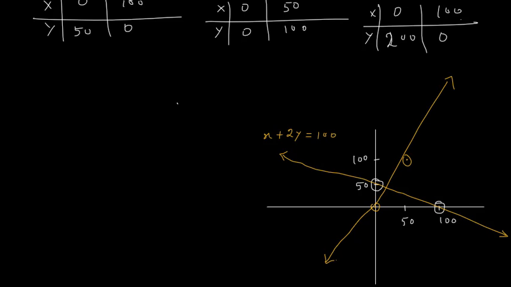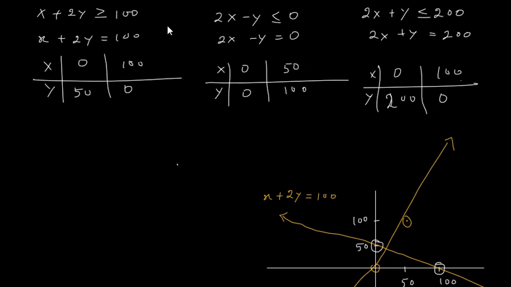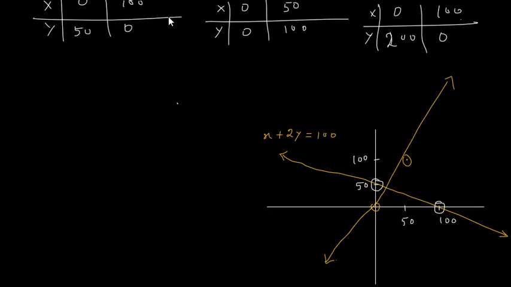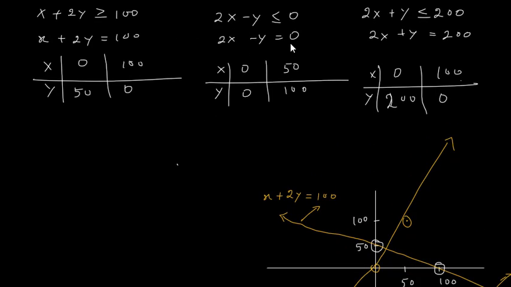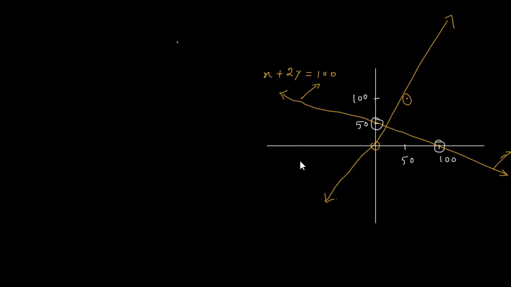Now let us see an equation. X plus 2y is greater than 100. That means I will see on this side away from origin. 2x minus y is 0. So for that, let us check this 50 comma 0. Now if I take x 50 and y 0, then 50 comma 0 does not satisfy. So I have to see above this line. So I will see on this side.